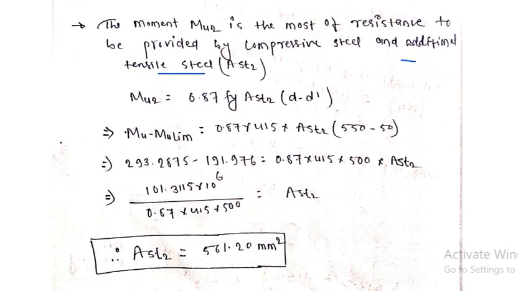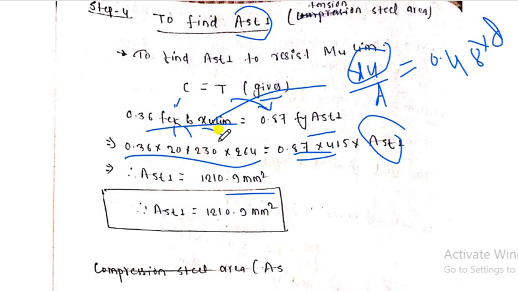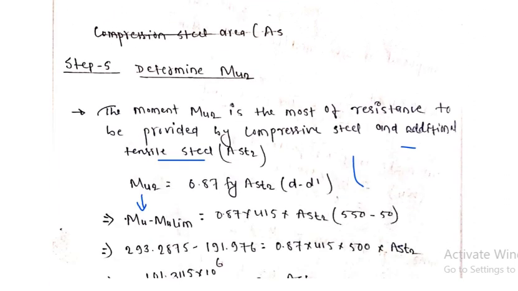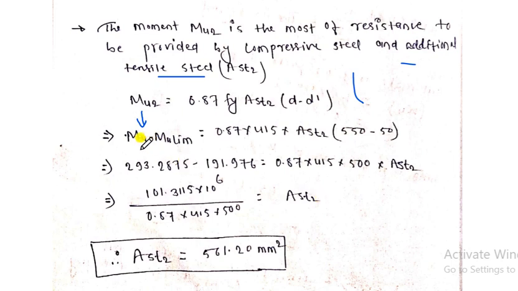Mu2 can be written, as you see in the analysis of beam, as Mu minus Mu limit equals 0.87 into 415 into AST2 into (d minus d dash). This formula is given in the IS 456 code book. Here fck, b, xu are all given, and we have calculated AST. Now, we know the Mu value and the Mu limit value, so we subtract: 293 minus 191.